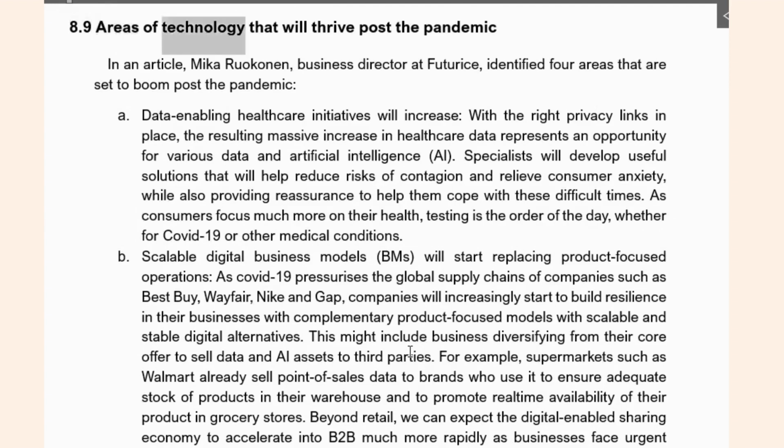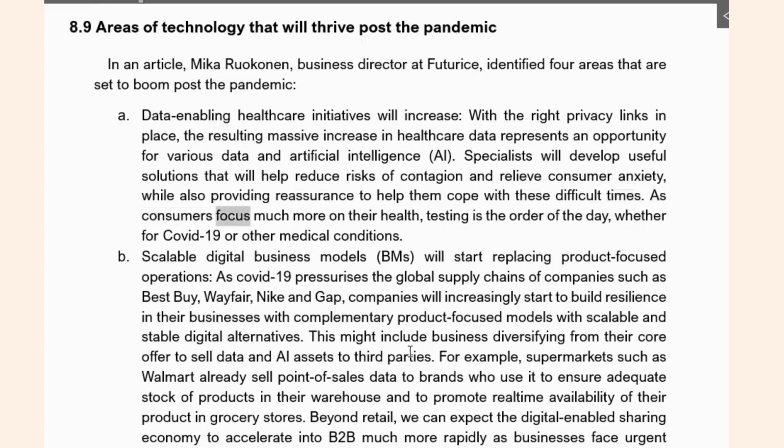8.9 Areas of technology that will thrive post the pandemic. In an article, Mika Ruokanen, business director at Futurice, identified 4 areas that are set to boom post the pandemic. Data-enabled healthcare initiatives will increase. With the right privacy rules in place, the resulting massive increase in healthcare data represents an opportunity for various data and artificial intelligence, AI, specialists. They will develop useful solutions that will help reduce risks of contagion and relieve consumer anxiety, while also providing reassurance to help them cope with these difficult times.